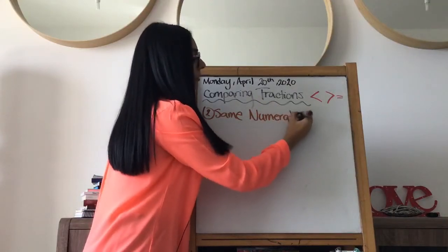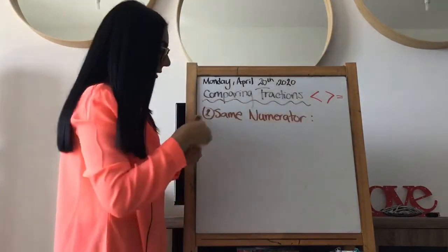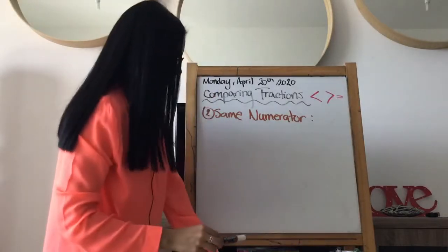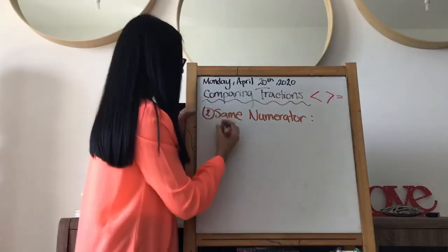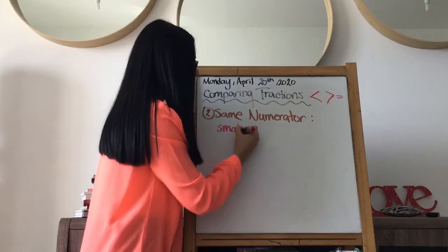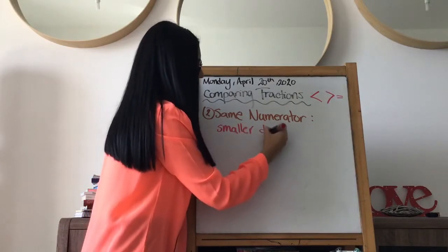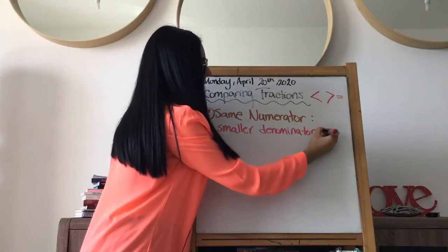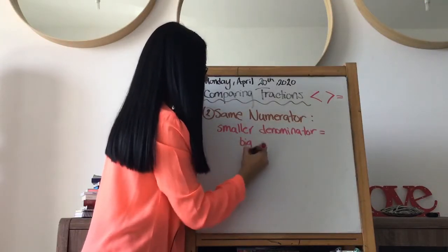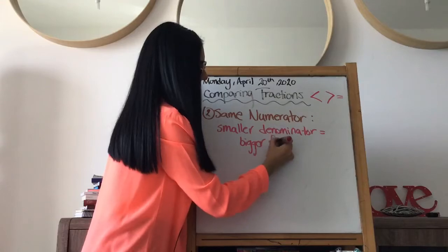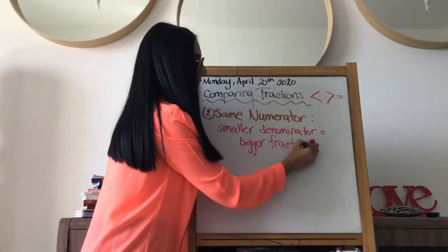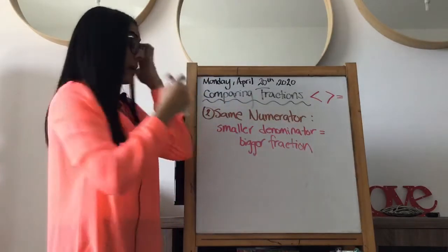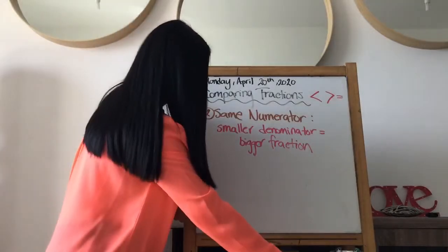So if my numerators are the same, the rule then is the smaller denominator equals bigger fraction. Okay, now I've reversed it. So now the denominators are the same. So let's look at an example.